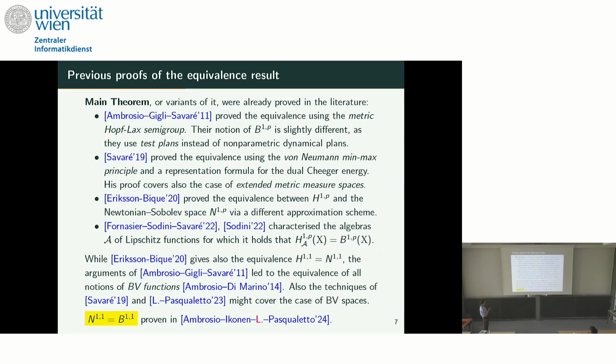The technique that I'm going to show today, in the case p equal to 1, is going to cover BV functions. The work of Ambrosio, Gigli, and Savaré also covers the case of BV functions. For the technique of Savaré and the technique that I'm going to show today, it's not written anywhere, but we think that it's going to cover BV.